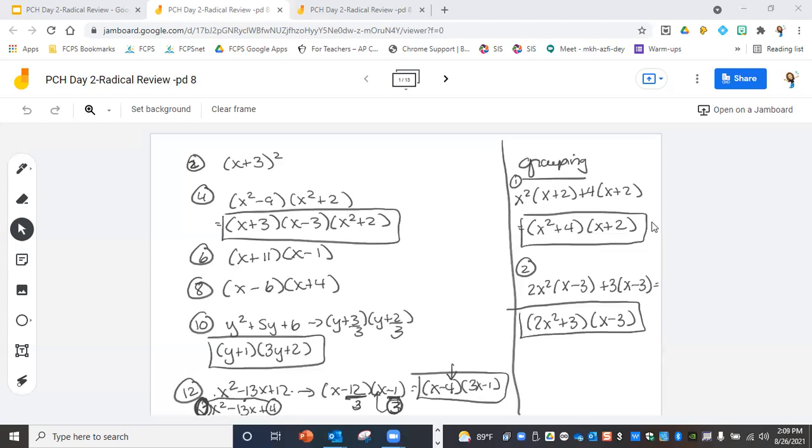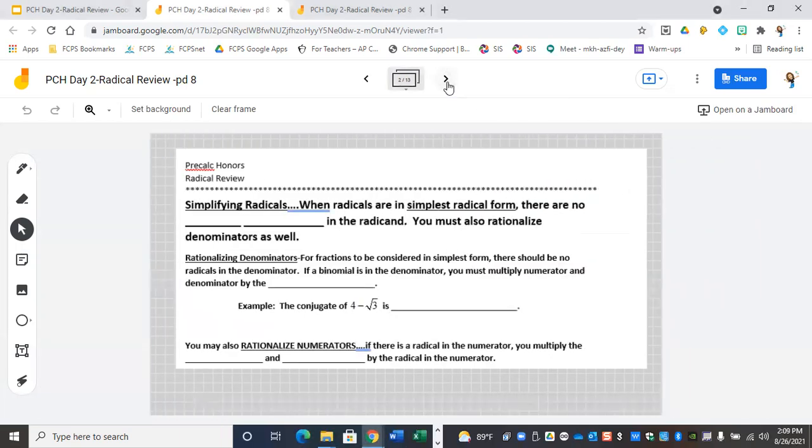Like I said, when we start the trig component of the course, we're going to be working with lots of radicals, so I want to make sure you're comfortable. I know some of you did some of this work in Algebra 2. But remember, when you simplify radicals, we always want them in simplest form. That means there are no perfect squares in the radicand. The radicand is the number underneath the radical. And when I say simplify radicals, you must also rationalize denominators. Fractions are in simplest form when there are no radicals in the denominator.